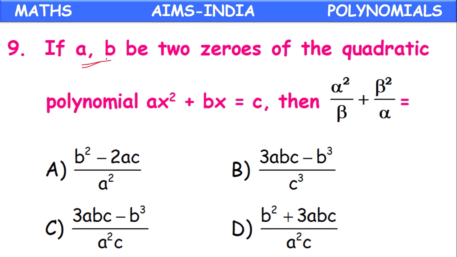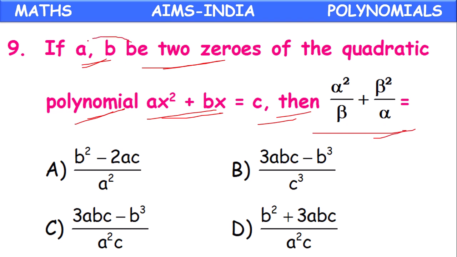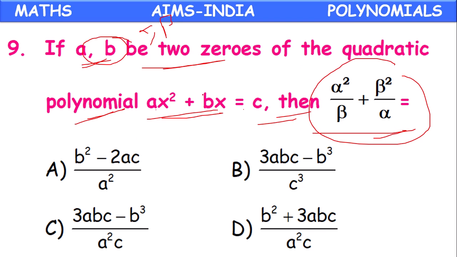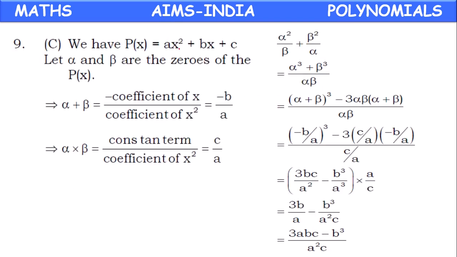Next, if alpha beta are two zeros of the quadratic polynomial ax square plus bx plus c, then what is alpha square by beta plus beta square by alpha? Please change them as alpha beta, children. Sorry children, this is not equal, this is plus c. So let the given expression be p of x.